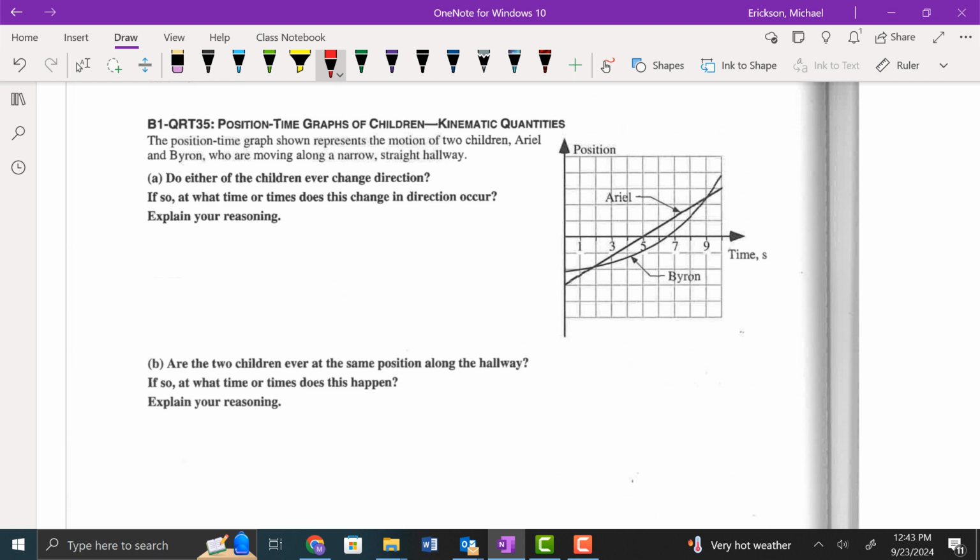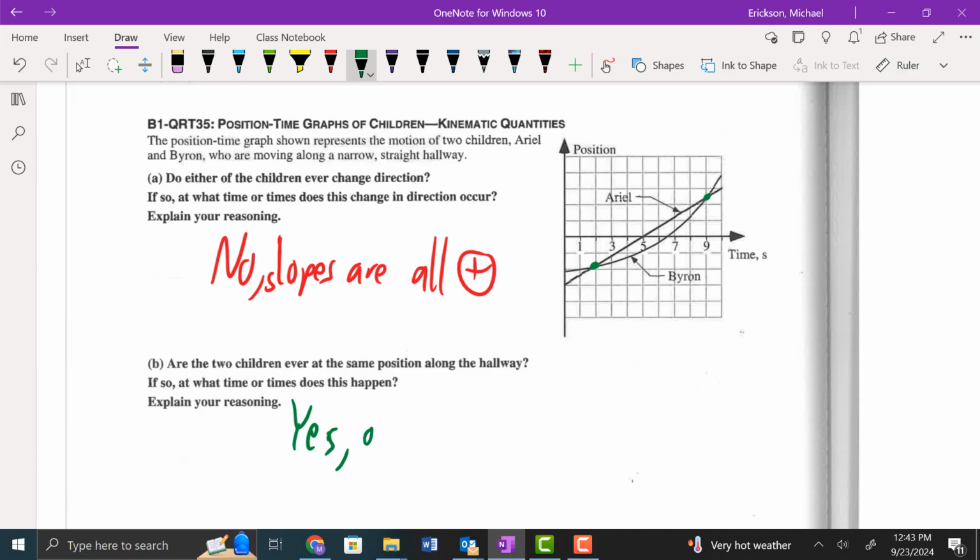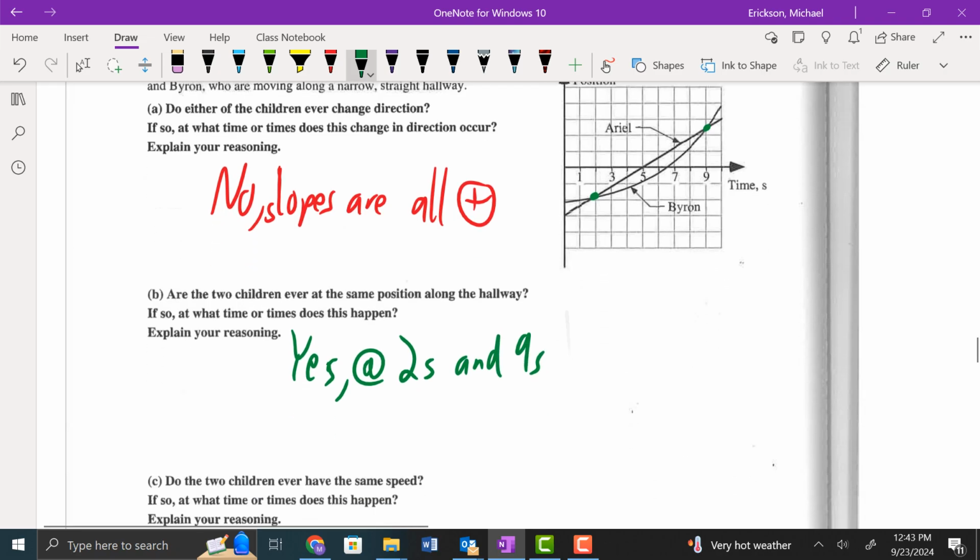They asked us, do either of the children ever change direction? No. The slopes are all positive. Are the two children ever at the same position along the hallway? So for a position time graph, I have to see where they cross each other. And so the answer is yes, at 2 seconds and 9 seconds.